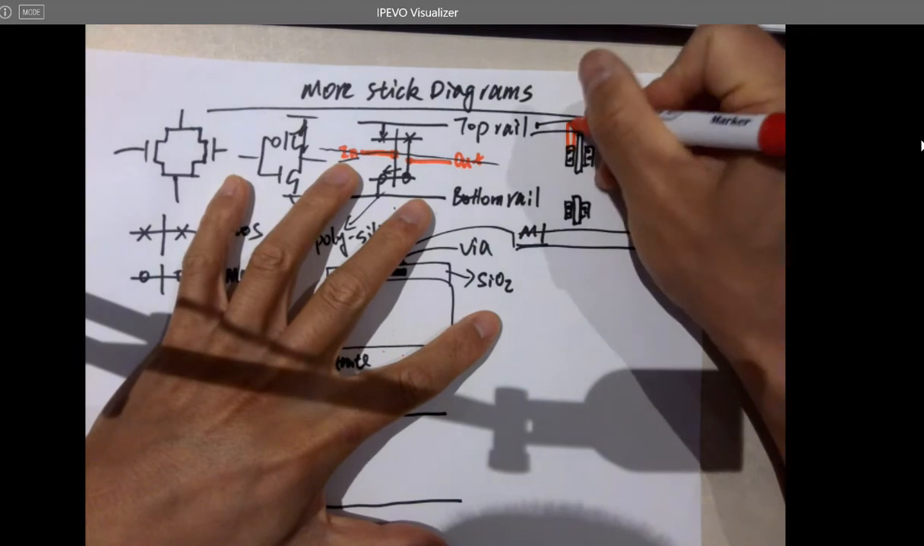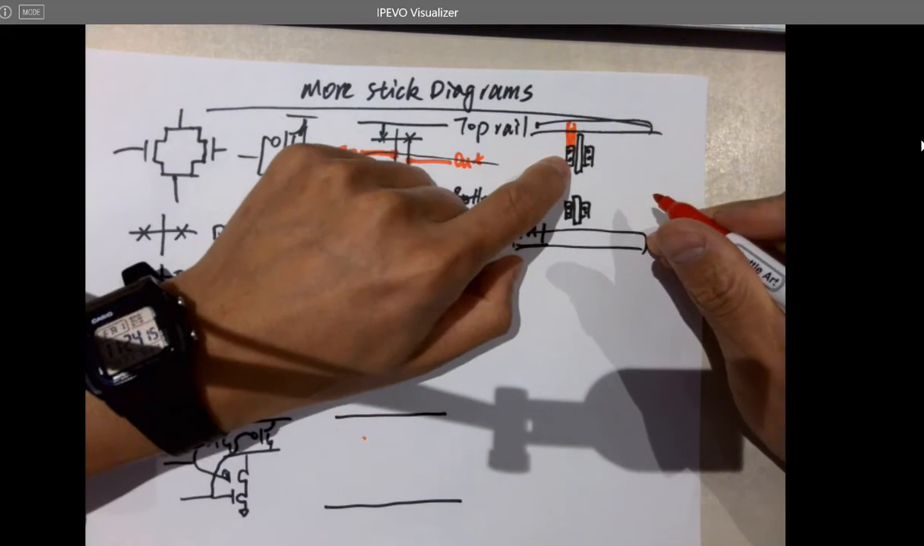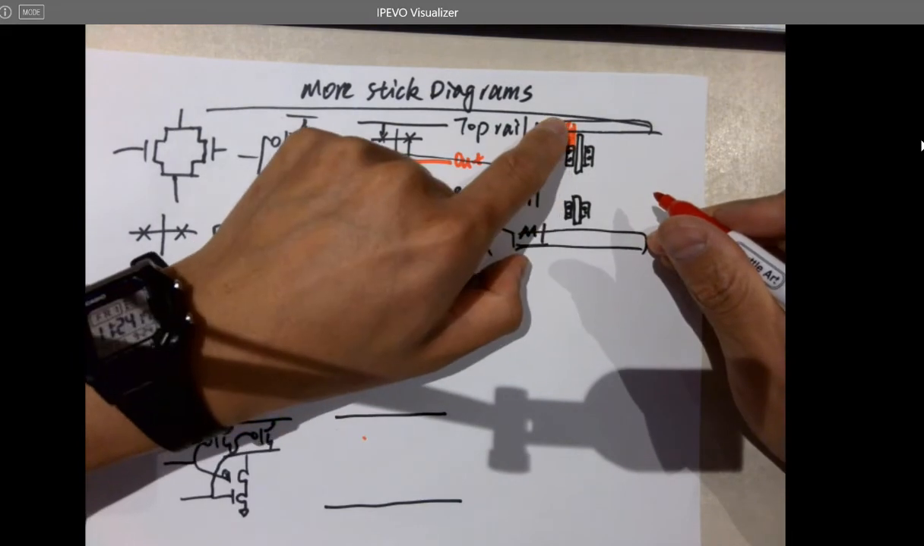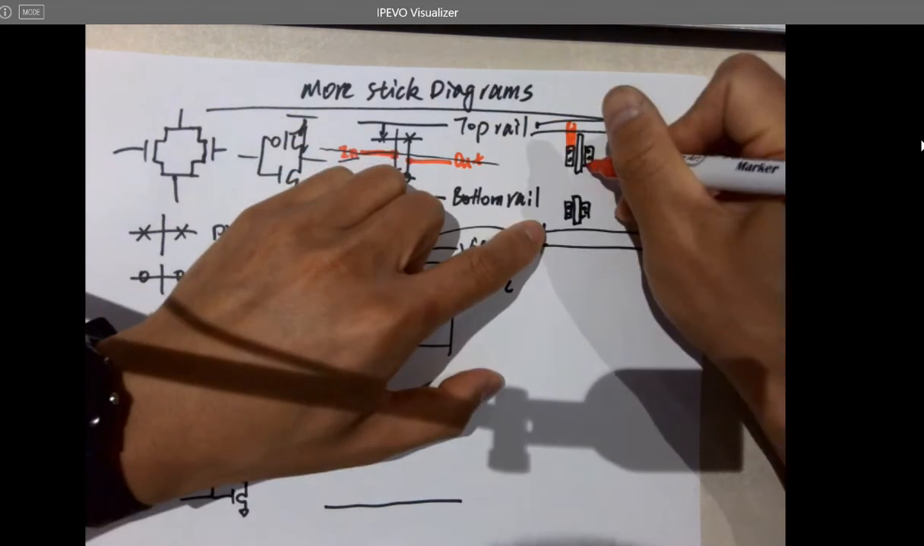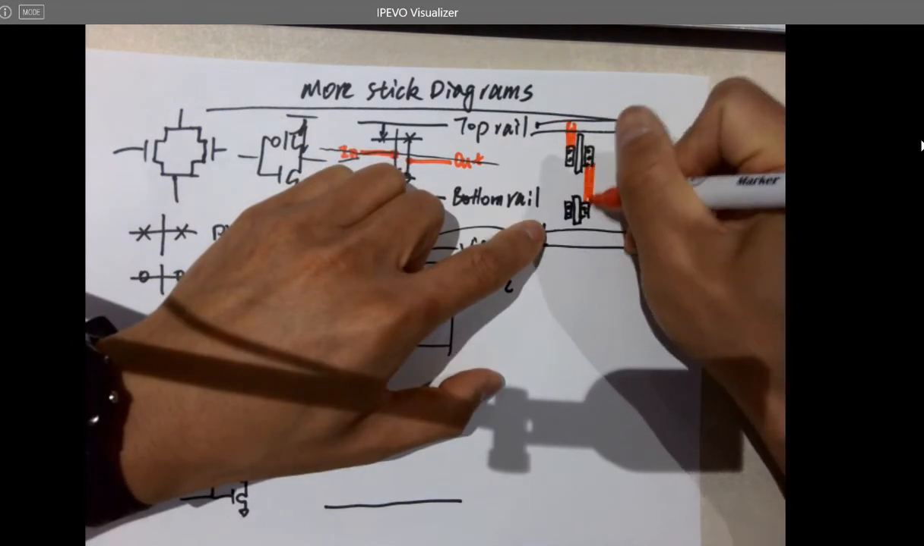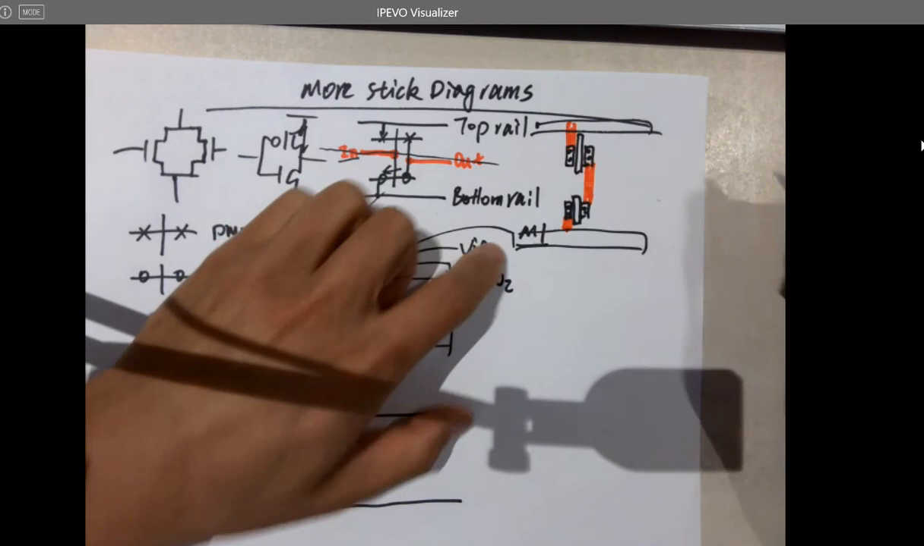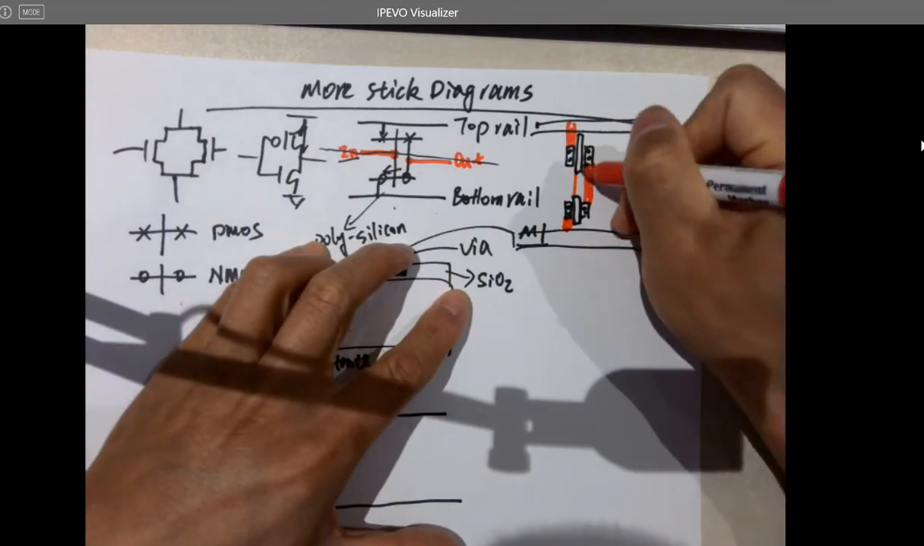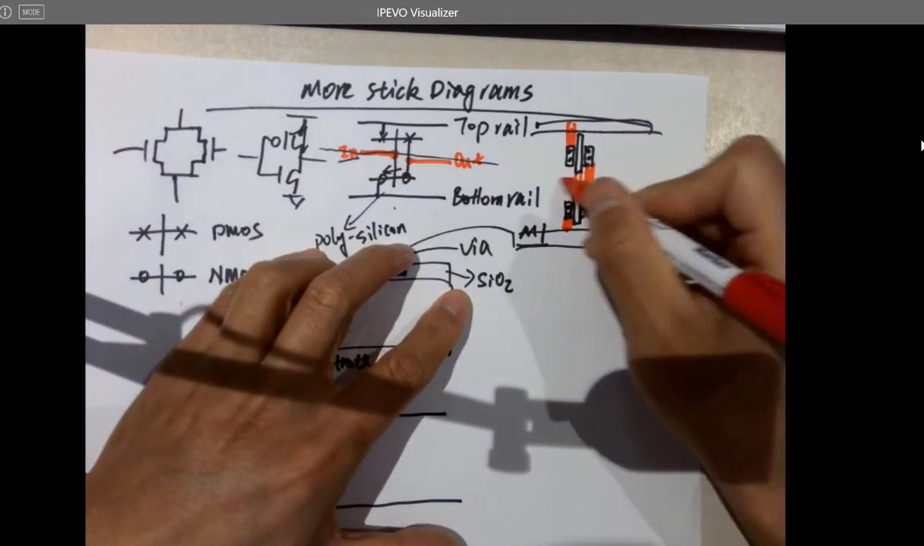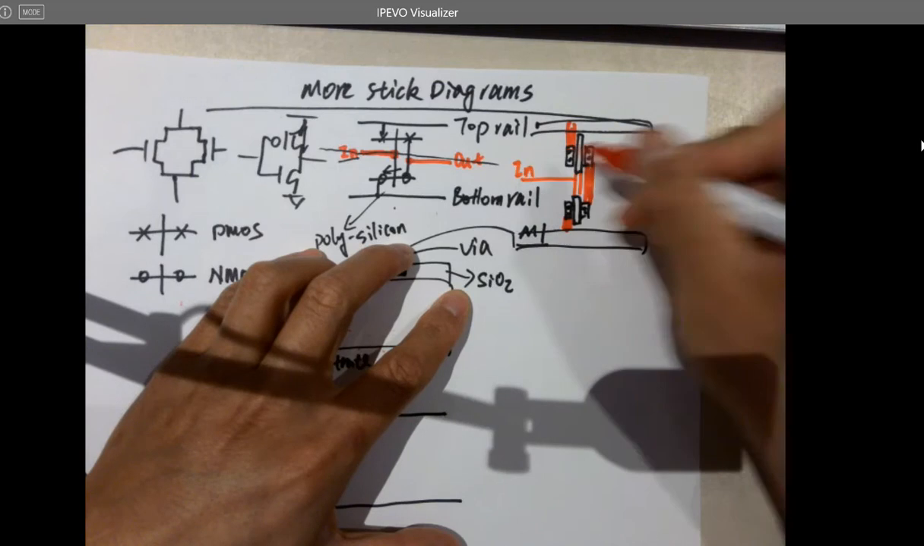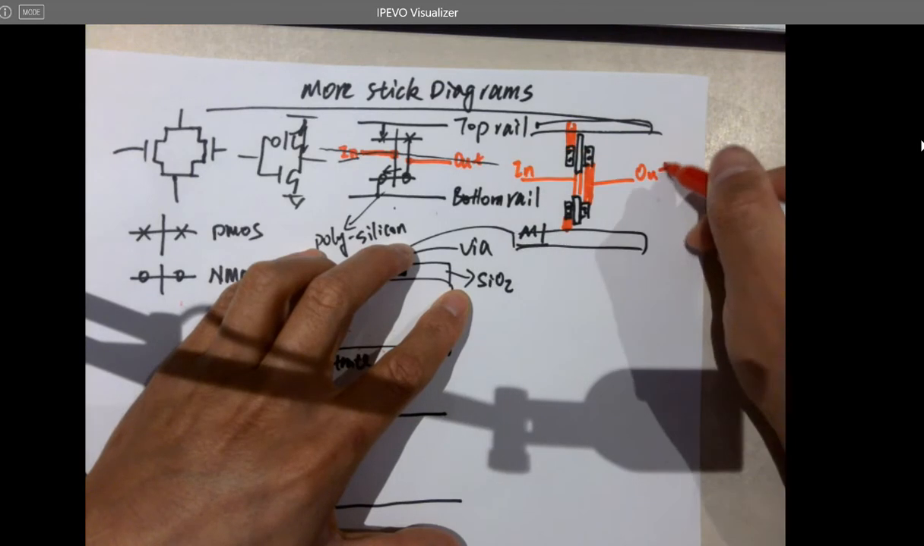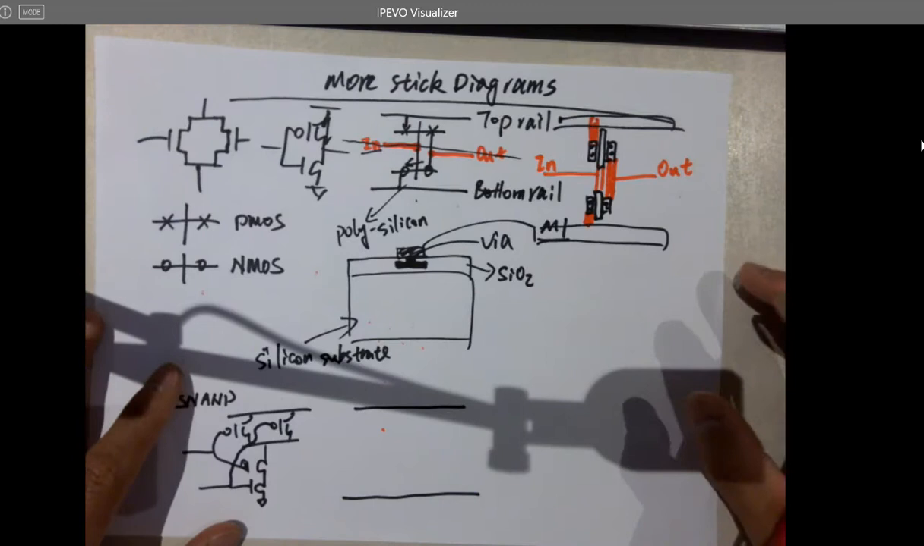So for this one, you need a metal one to connect this contact to the top VDD rail. And then here's the drain. Make the connections, and short these two polysilicon together and introduce the wire that's in and that's out. And that's the inverter.